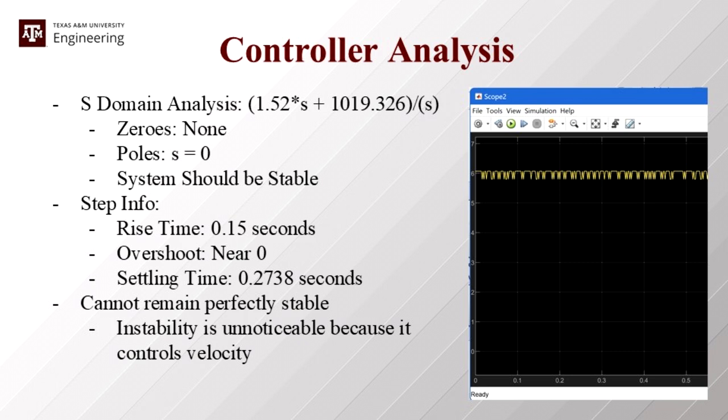Unfortunately, because this is a PI controller, the system does not technically remain perfectly stable. It gets very close to its actual value and then oscillates around it a little bit. However, this instability is mostly unnoticeable because we are controlling velocity with this system, and velocity will be changing constantly over time, so the minor offset oscillating around the required velocity will not affect the actual system in practice.